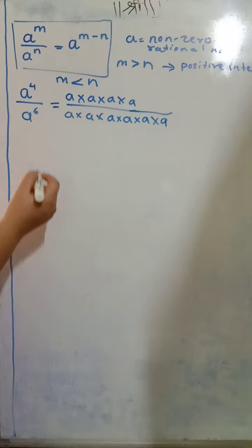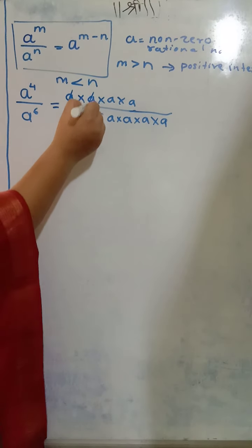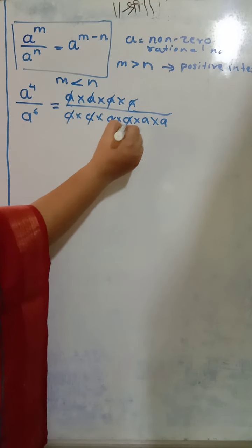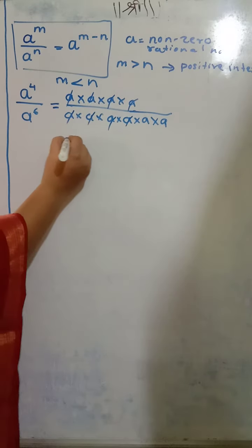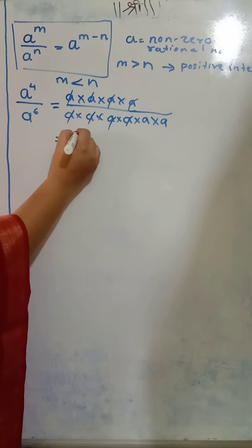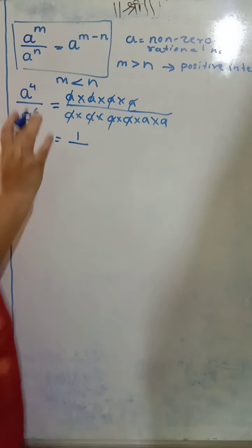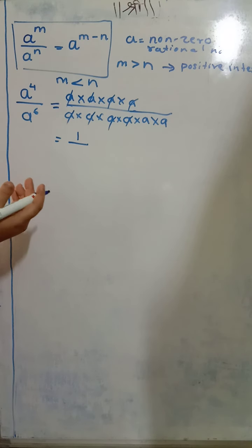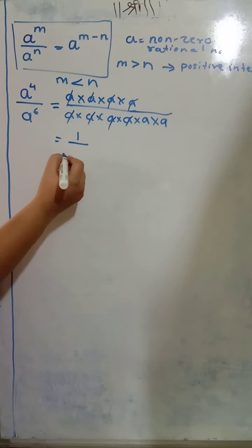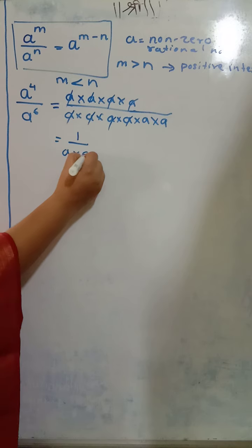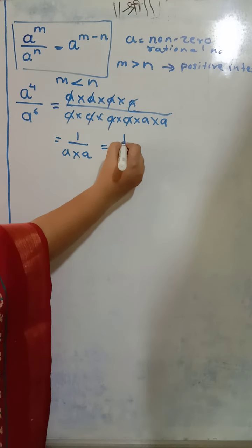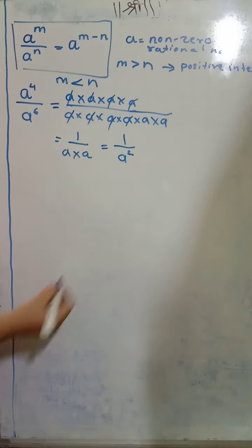Yeah. So now if you see, numerator and denominator have 4 A's common. So what is remaining? In the numerator only 1 is remaining. The A's are all cancelled, that means 1 is remaining. And at the denominator we have A into A, that is equal to 1 upon A square. Means, are we able to divide when M is smaller than N?